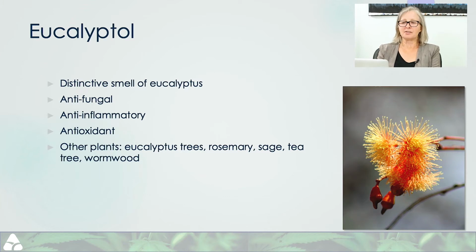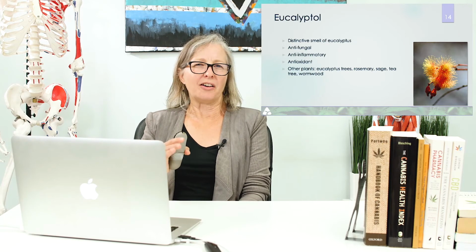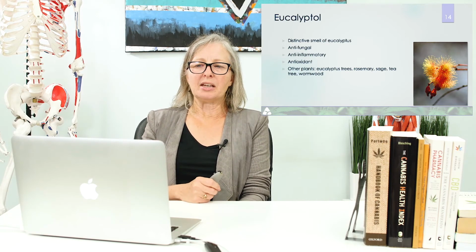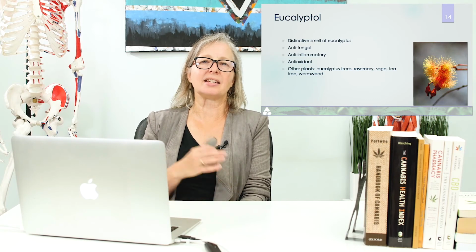We also find this in rosemary, sage, in the tea tree plant, and in wormwood. So again, tea tree has a very distinctive smell. Also, wormwood has that very distinctive smell as well. It's kind of a pungent, sagey, almost an off kind of a smell. But if you've ever smelled eucalyptus, then you will know what eucalyptol smells like, because that is the predominant terpene in eucalyptus.